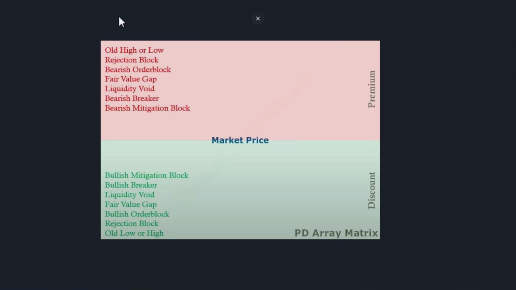What ICT tells you about the PD array matrix is the surface level. Balance price ranges and imbalance price ranges are the keys to order flow.